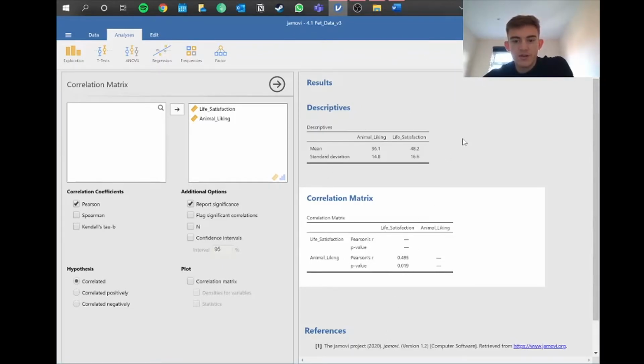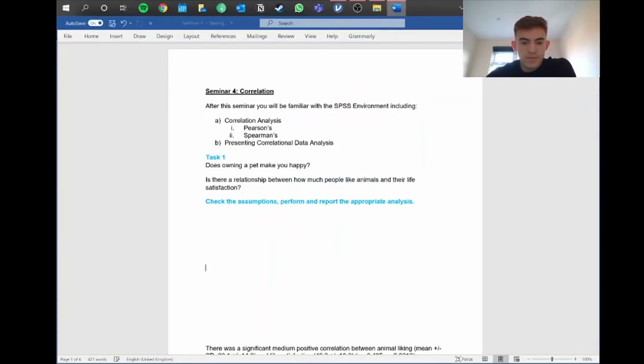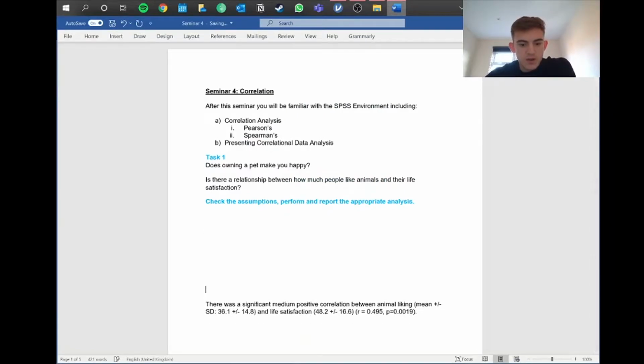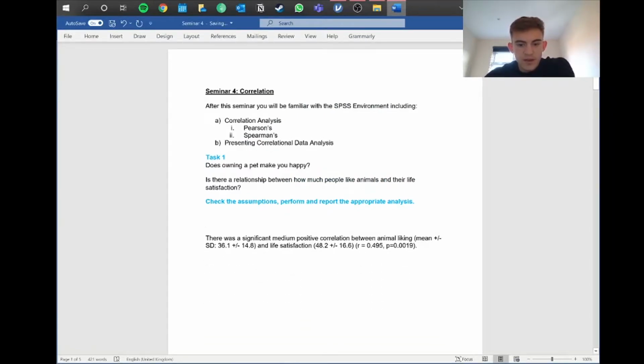So we have everything we need here to report. It's not really a long sentence. So if we go into Word here and pick up the answer. So I wrote there was a significant because of that p-value here, medium because of this r-value that's about 0.5, positive because the r-value is positive, it's not minus 0.495, and then correlation between animal liking, and because again this is a parametric test of Pearson, I put mean and standard deviation, so we've got 6.1 plus or minus 14.8, and the same for the life satisfaction, added the mean and the standard deviation. So that's basically what you need to do.